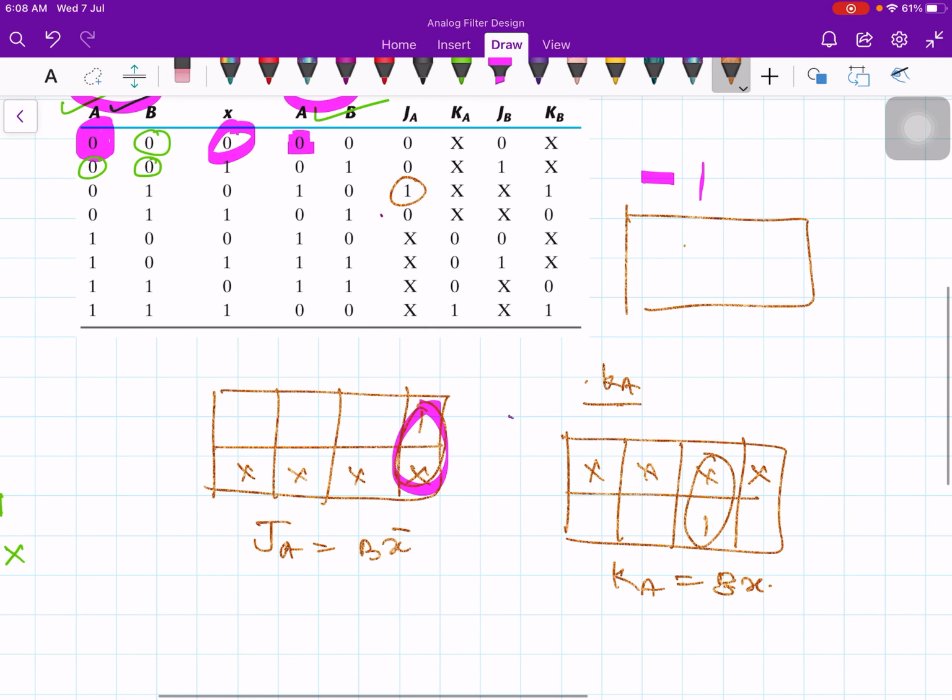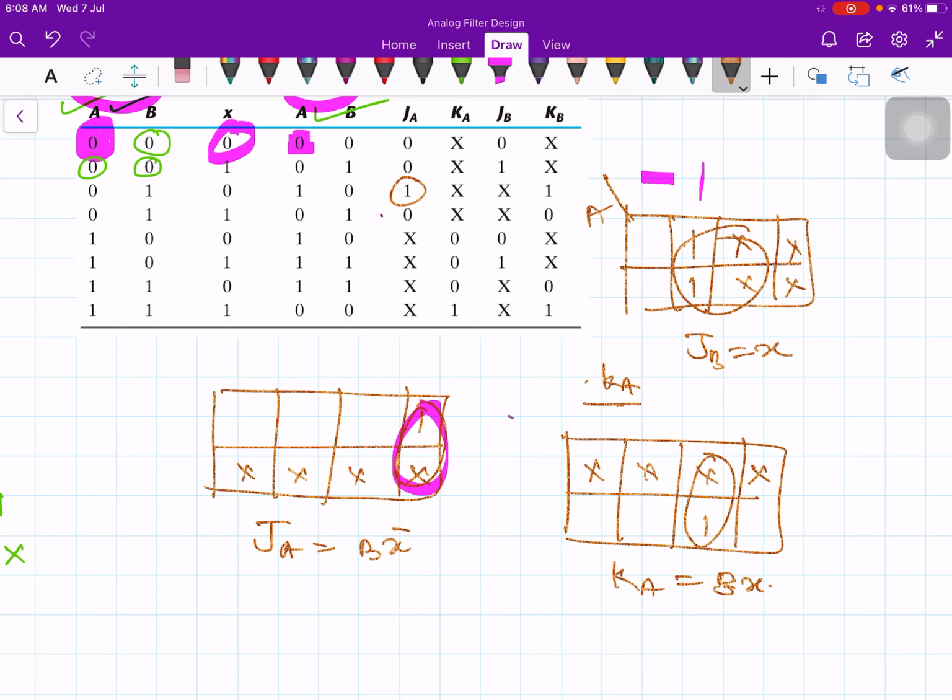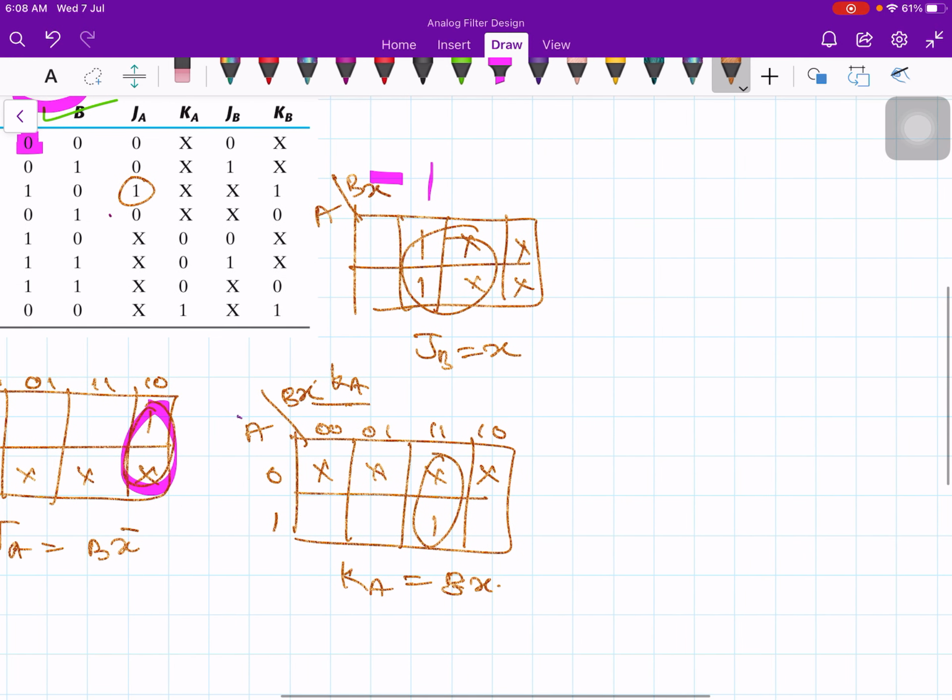Okay, and then for JB, this is 1, X, X, X and X. You take this quad, so JB is X. By the way, this is A and this is BX. I did not fill this here, so you can fill it up. BX 0 1 0 0 0 1 1 1 1 0 0 0 0 1 1 1 1 0 0 1. So this is straightforward. Okay, JB is X.